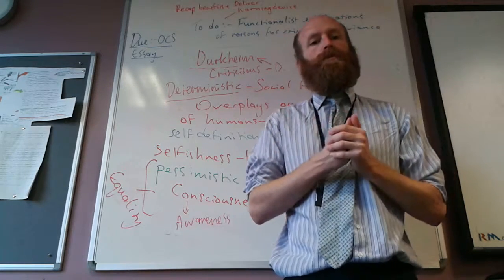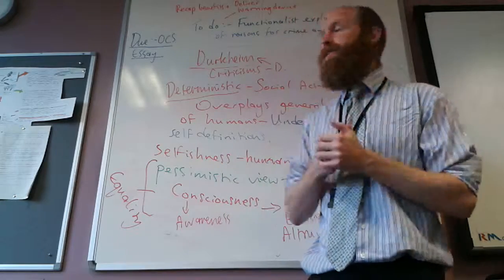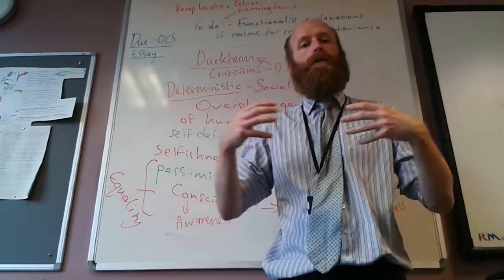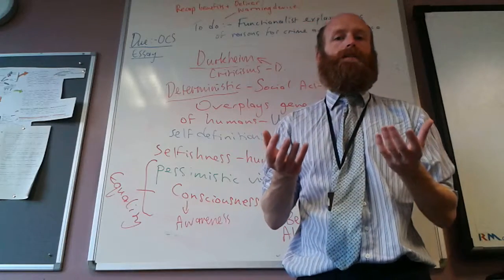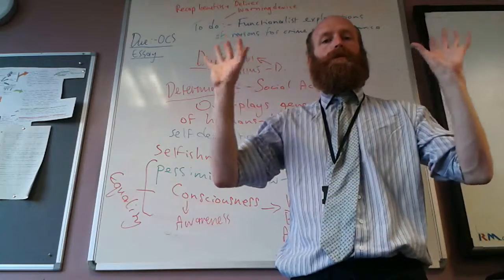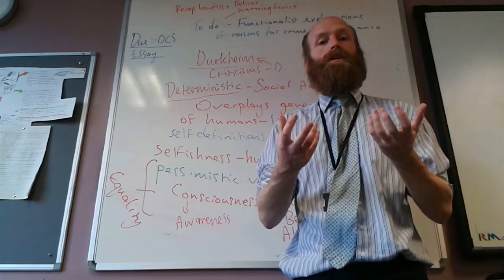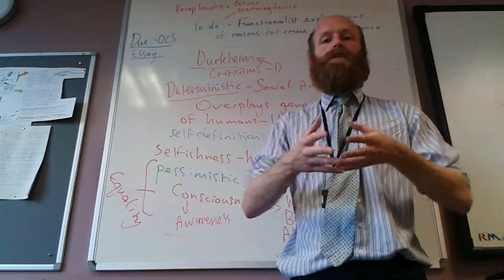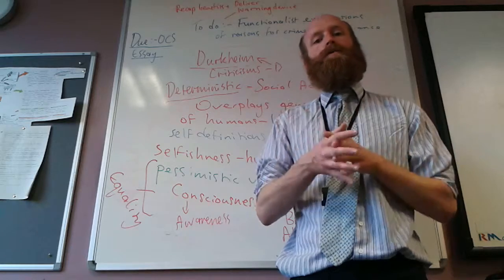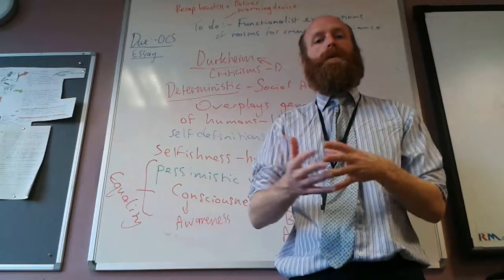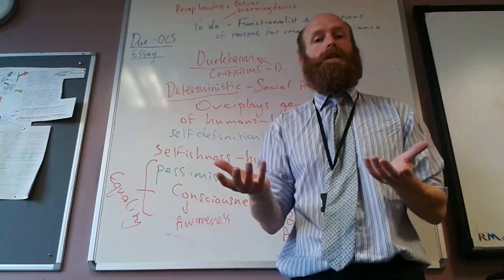There are several problems with this view. It's a pessimistic view of human nature. It underplays how we self-define our identities, as well as having them defined by the wider structure. So the social action views, like interactionists, would argue that the functionalists overplay the extent to which structures determine our lives, and underplay the extent to which we are active in forming our own identities.